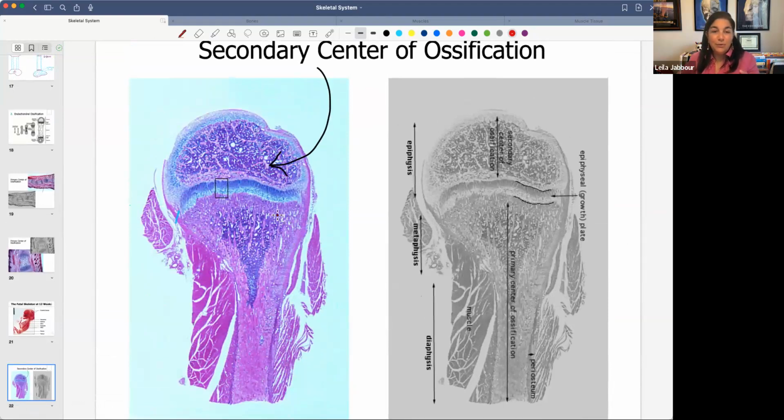These are just beautiful pictures of developing bones. And I want to point out to you the remnants of hyaline cartilage in this particular preparation. The cartilage was stained in blue, and the bone was stained in purple.